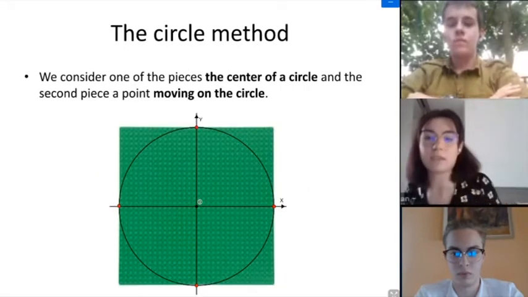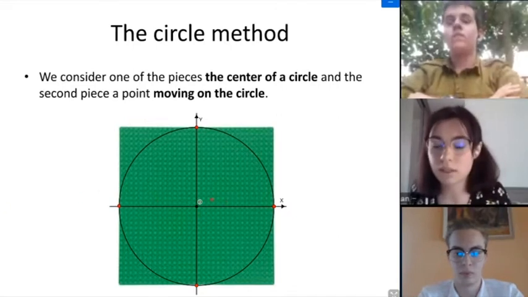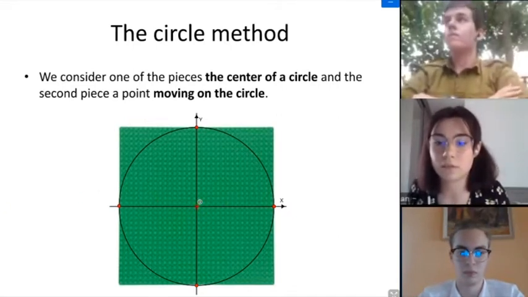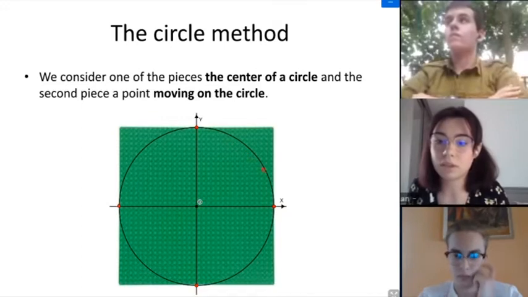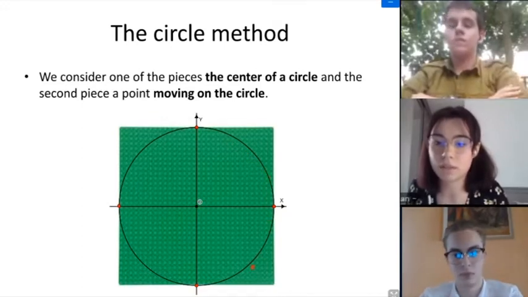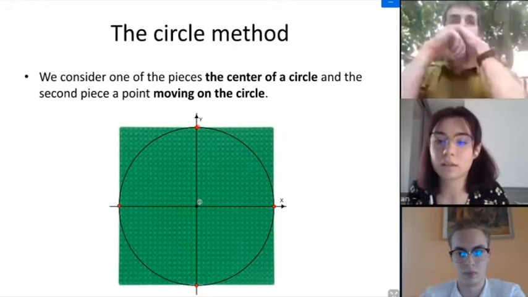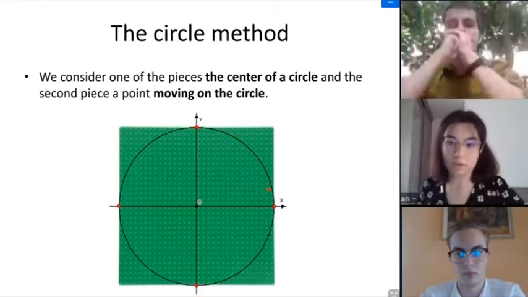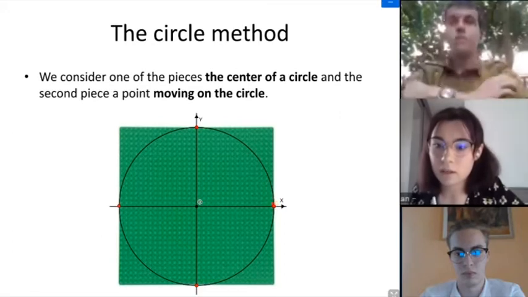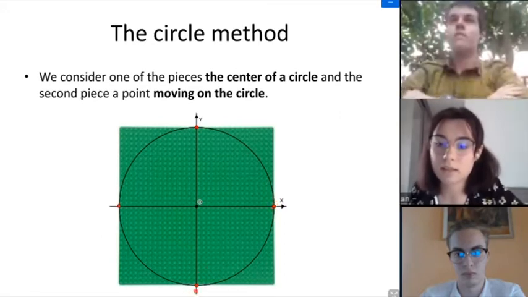The second method is the circle method, in which we consider one of the bricks the center of a circle, and the second brick a point moving on the circle. In this method, we will always have 4 perfect joints that are also placed on the axis here.